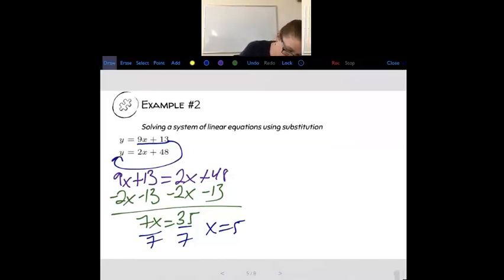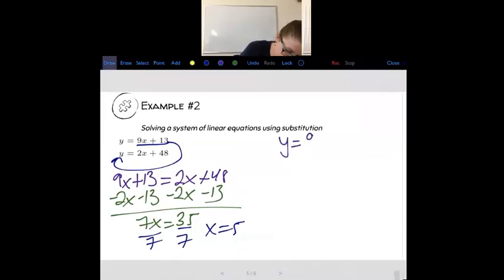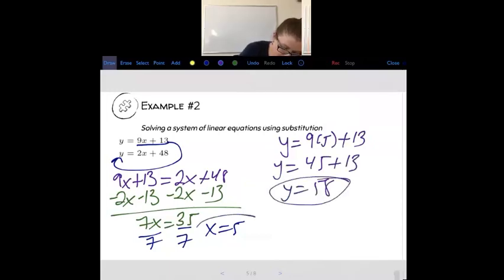You should get the same result either way. Okay, and so we'd have y is equal to 9 times 5 plus 13. So y is equal to 45 plus 13. So y equals 58. Or as an ordered pair, x comma y, 5, 58. So that's the point where these two lines intersect.